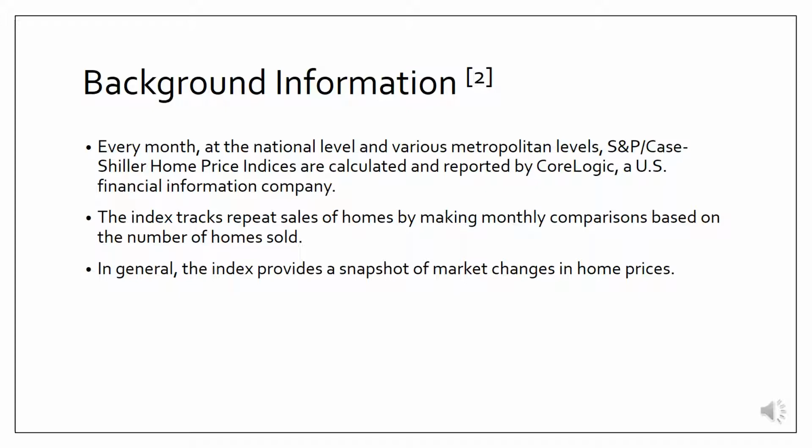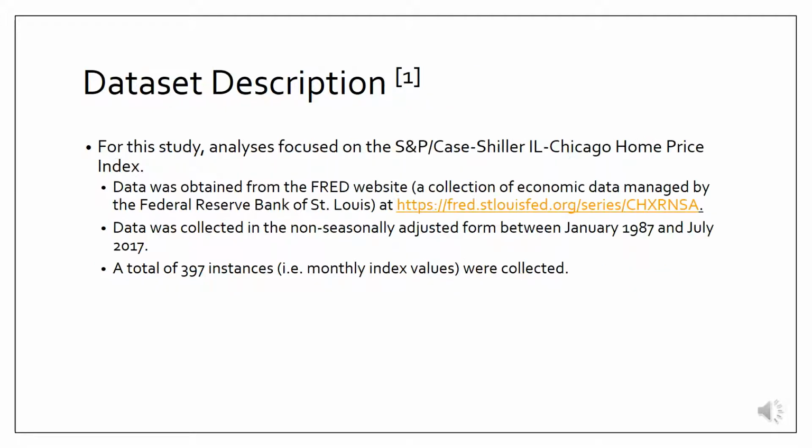The index tracks repeat sales of homes by making monthly comparisons based on the number of homes sold. In general, the index provides a snapshot of market changes in home prices. For this study, analyses focused on the S&P Case-Shiller Illinois-Chicago Home Price Index. Data was obtained from the FRED website, a collection of economic data managed by the Federal Reserve Bank of St. Louis. Data was collected in the non-seasonally adjusted form between January 1987 and July 2017. A total of 397 instances, i.e. monthly index values, were collected.